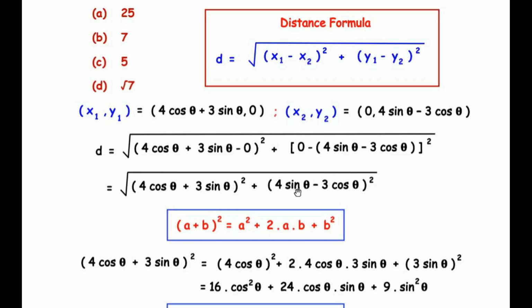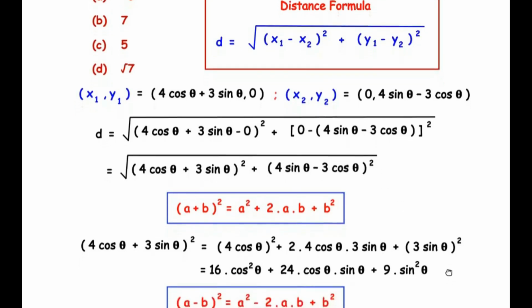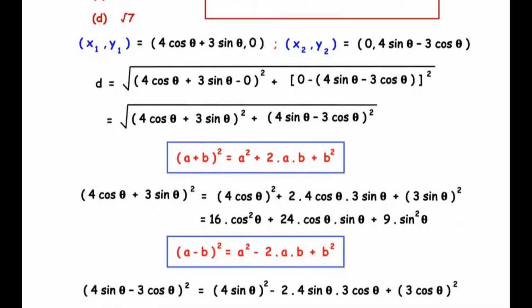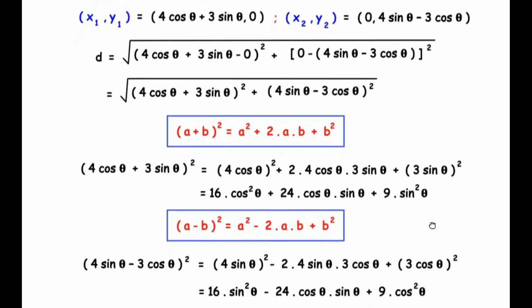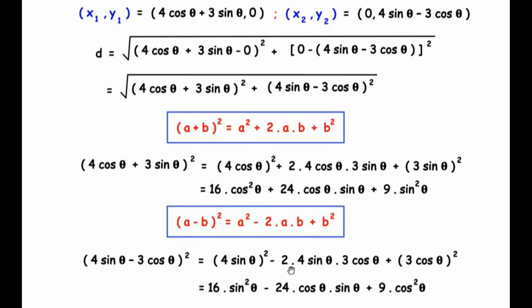Now for the second bracket, we can see that it represents the algebraic identity a minus b the whole square. So here we have written the identity a minus b the whole square, where a is equal to 4 sin theta and b is equal to 3 cos theta. So here the expansion gives us 4 sin theta the whole square minus 2 times 4 sin theta times 3 cos theta plus 3 cos theta the whole square. Now simplifying this, we get 4 square as 16 and sin theta square as sin square theta minus 2 times 4 is 8 and 8 times 3 is 24 cos theta sin theta plus 3 square is 9 and cos theta square gives us cos square theta.